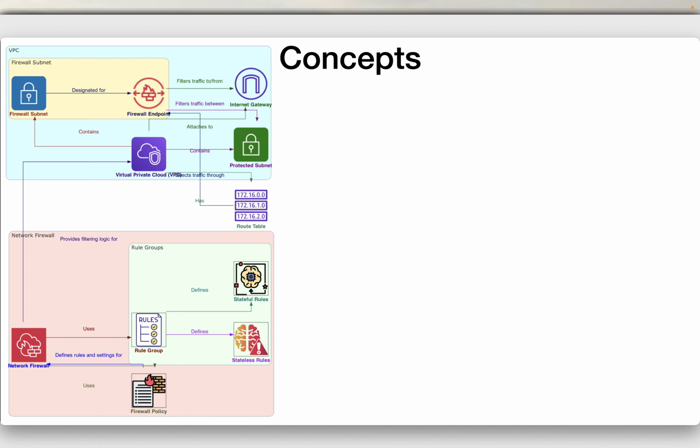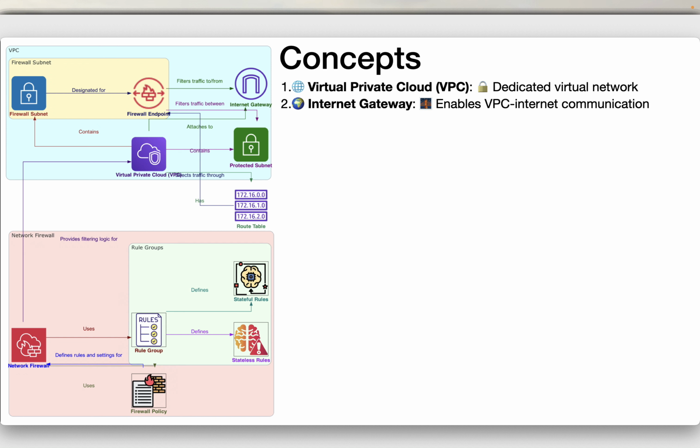So let's see, we'll go through all the concepts one by one. So one is VPC, which is a virtual network dedicated to your AWS account. Then you have an internet gateway, a gateway that you attach to your VPC to enable communication between resources in your VPC and the internet.